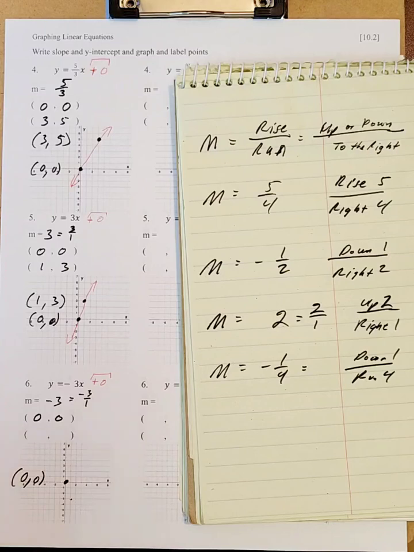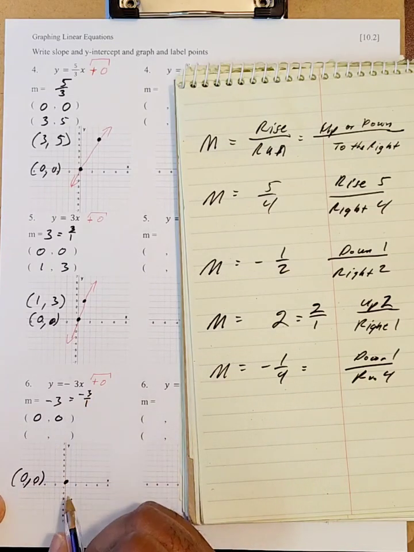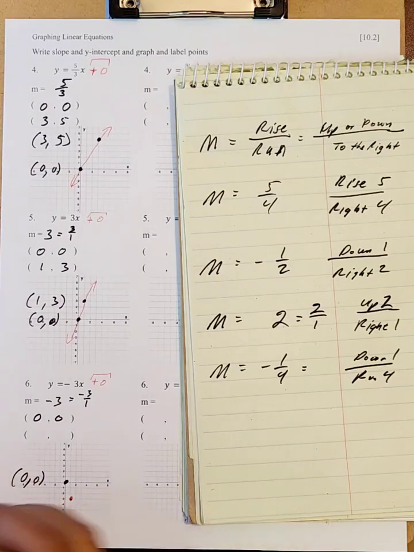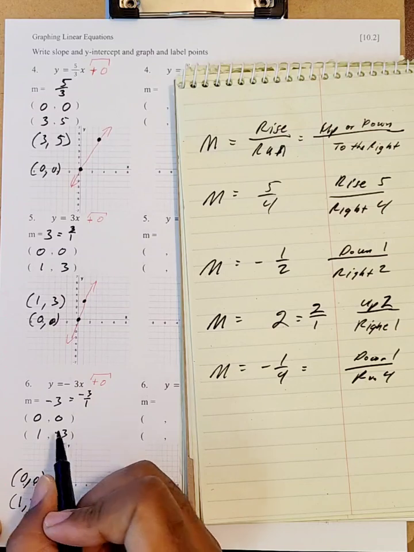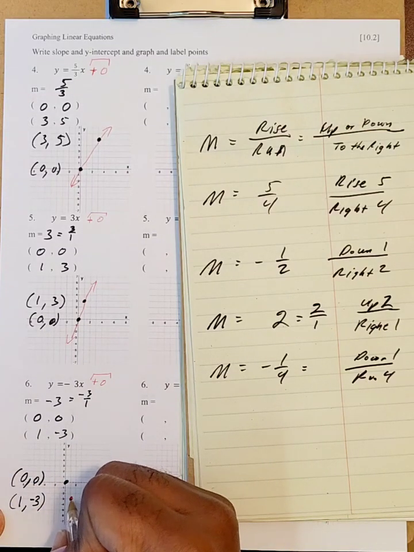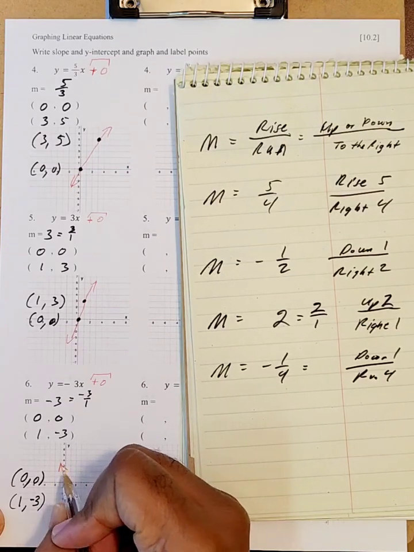Now, our slope says to find the next point, we're going to go down 3. 1, 2, 3, and then over 1. And I go over 1 here. Okay, now that new point right here, that point is 1 comma negative 3. So we got our second point. And we draw a line through the 2 points, and we're done.